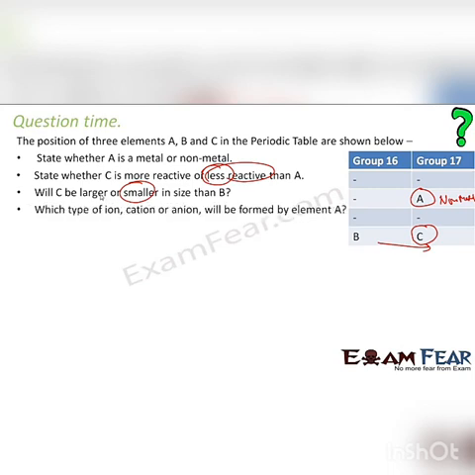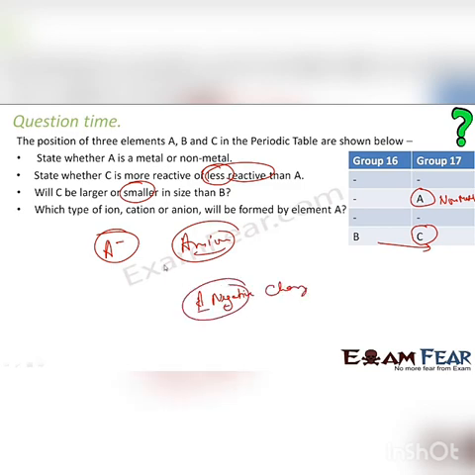What type of ions, cations or anions, will be formed by A? Since A is a non-metal, A will accept an electron and A will become A minus. And A minus is nothing but an ion, because a negatively charged species is an anion. So A minus is an ion.